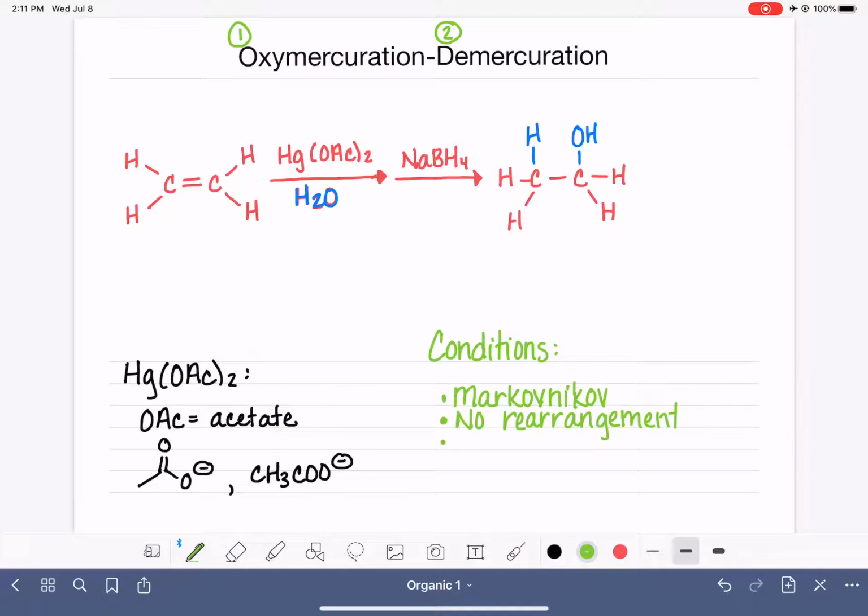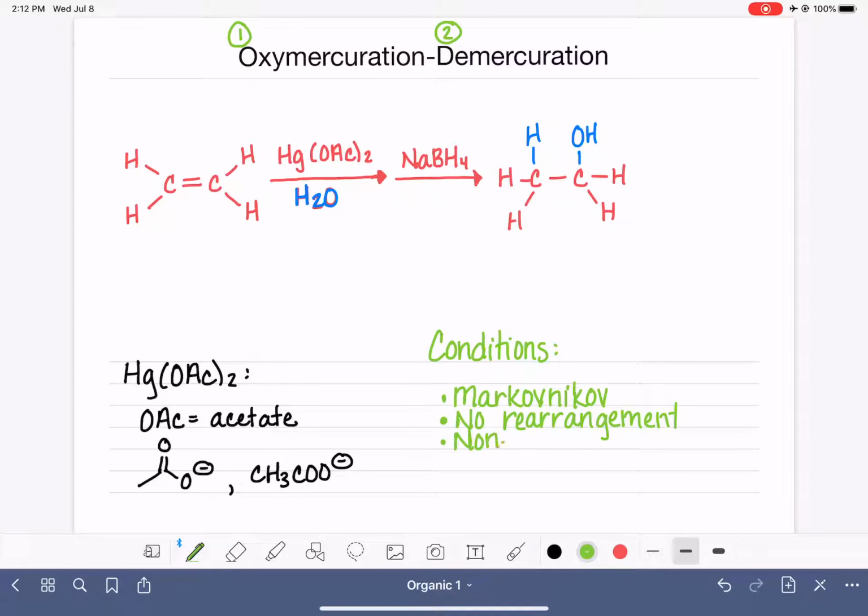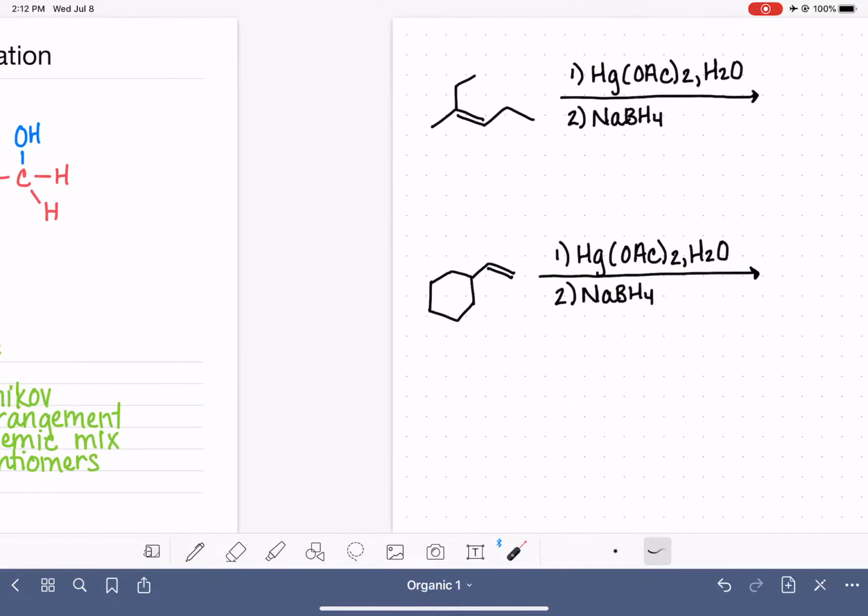Last but not least, if you form a chiral carbon in the oxymercuration-demercuration, your products will be a non-racemic mixture of enantiomers. We cannot predict which enantiomer will be major and which one will be minor. We know that we make both enantiomers, and we make them in a non-racemic ratio. So let's look at some examples of this reaction in action.